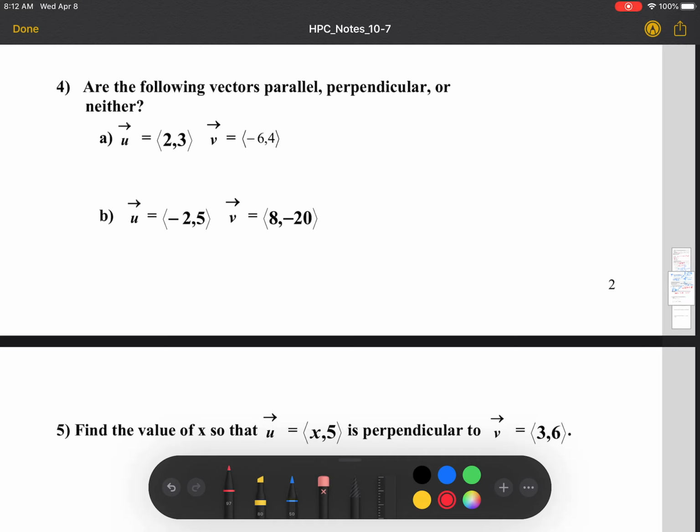4. Things are going to get a little bit more complicated. So we got the following vectors. We've got to determine if they're parallel, perpendicular, or neither. So we're going to give you a little order on how to do things.